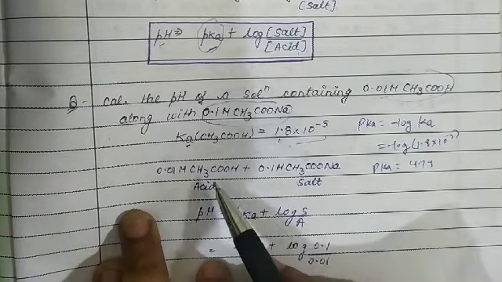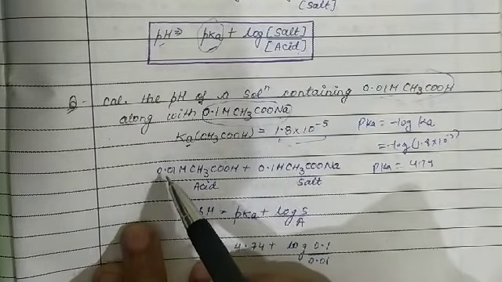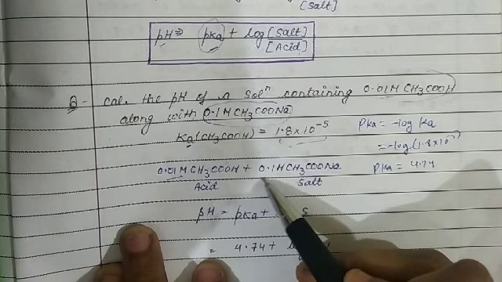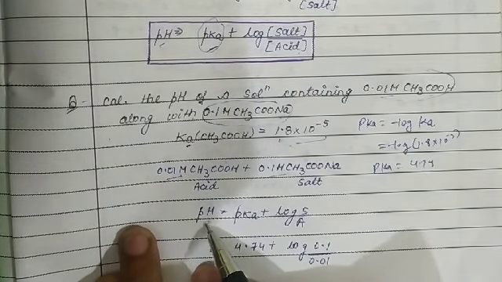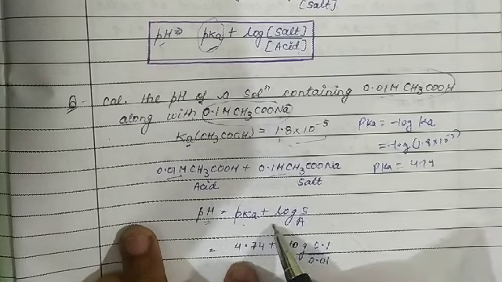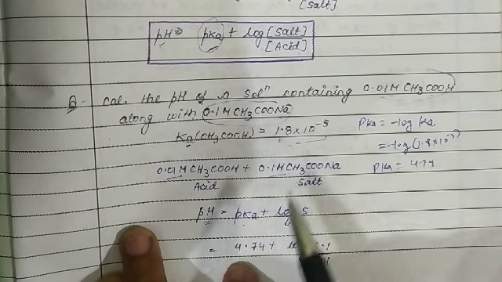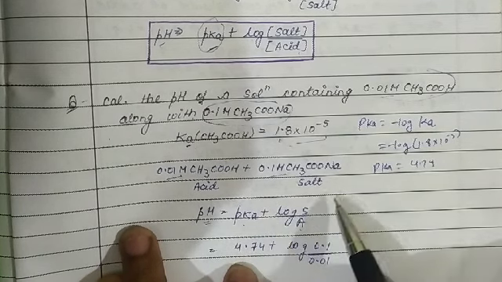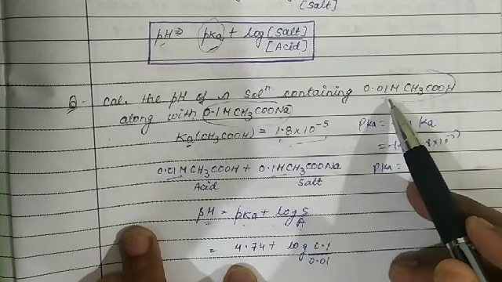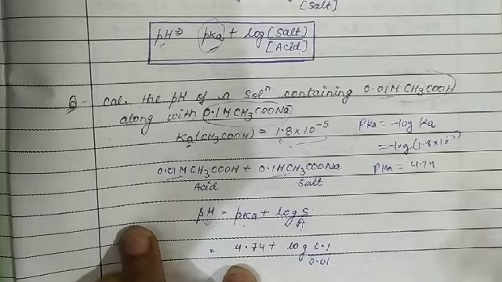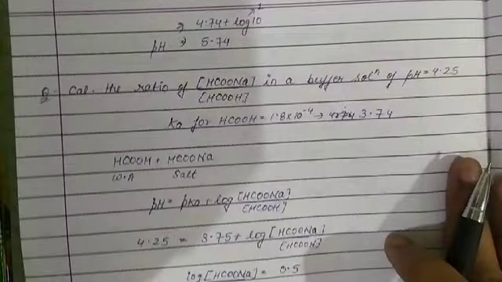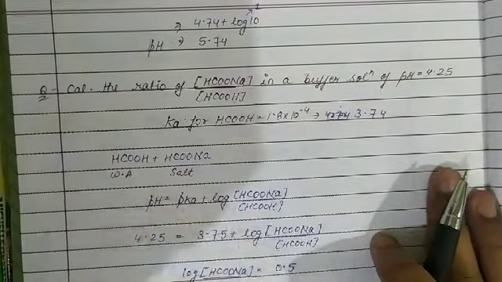As we know, this will form an acidic buffer. This is the concentration of weak acid and this is the concentration of salt. So pH for an acidic buffer is pKa plus log of salt by acid. pKa is given as 4.74 plus log, salt concentration is 0.1 and acid concentration is 0.01. On solving, we get the value of pH, which is equal to 5.74.